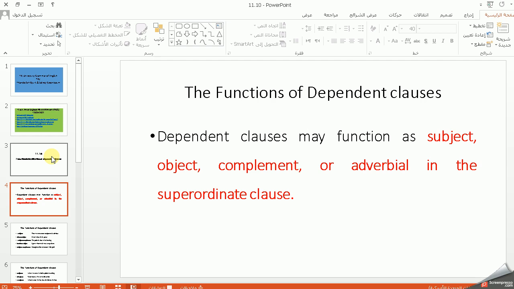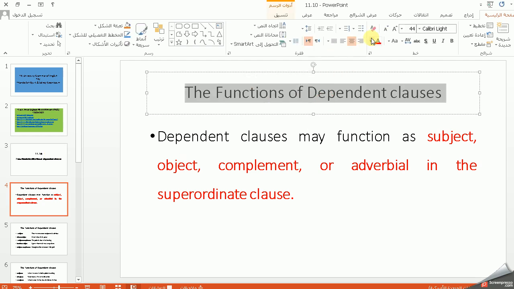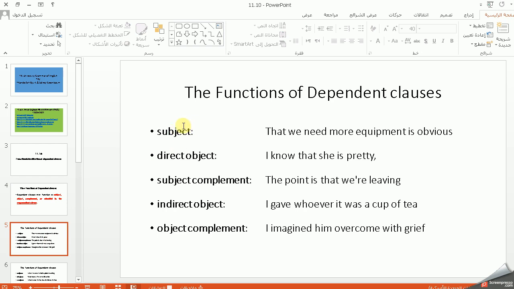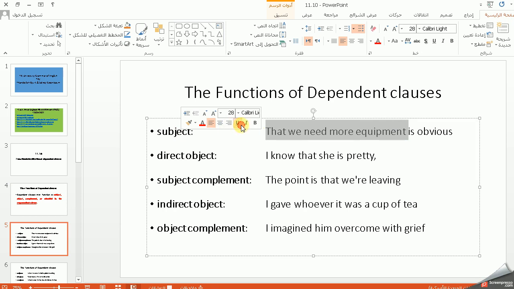First, the functions of dependent clauses that the student must know: dependent clauses have many functions such as subject, object, complement, adverbial, and so on, in the subordinate clauses. We have subject examples. This is the sentence. Direct object: I know that she is pretty.